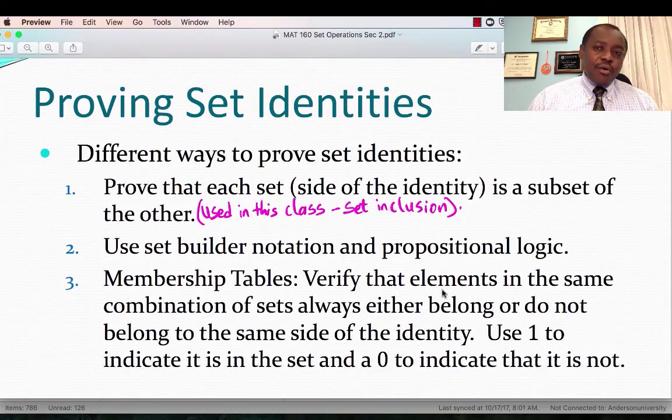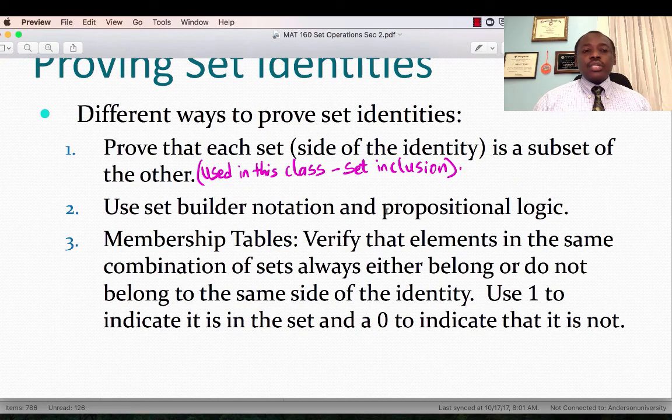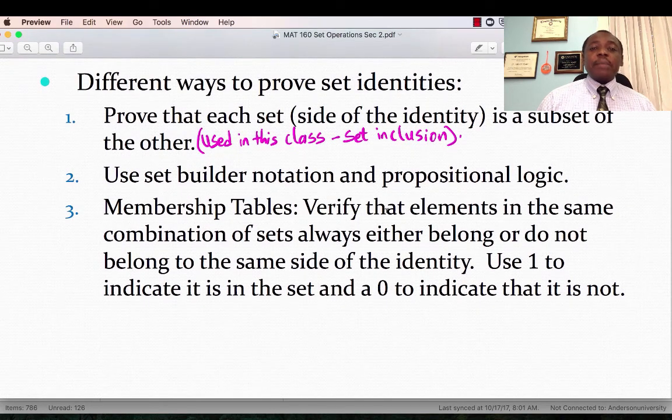Now, like I said before, I do not expect you to memorize all the properties, but I expect you to be able to prove all the identities. And the proofs are very straightforward. Now, in proving the identities, there are a couple of different ways of doing that. Number one is to prove that each side of the identity is a subset of the other, and we would call that set inclusion. So we prove that A is a subset of B using set inclusion, and I'll show you an example after this. Number two is to use set builder notation and propositional logic to prove the properties. And number three is to use membership tables.